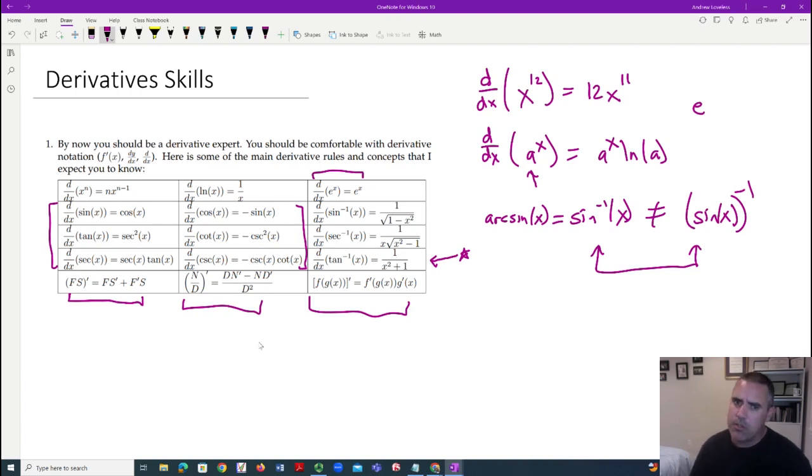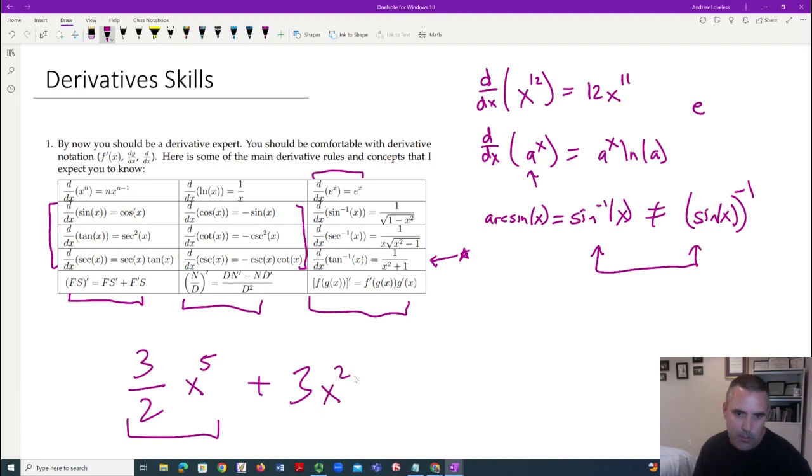Okay, then there are 3 combination rules: the product rule, the quotient rule, and the chain rule. When I'm teaching students derivatives, I talk about if you just have a single term, like 3 halves x to the 5th, just one term. A term is something completely separated by pluses and minuses. Let's not get into too many details. I want this to be accessible. Here's an expression that has 3 terms.